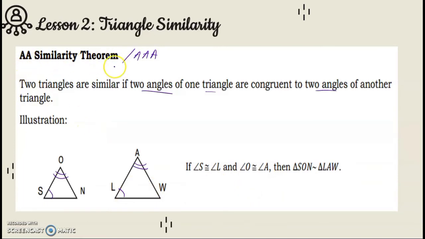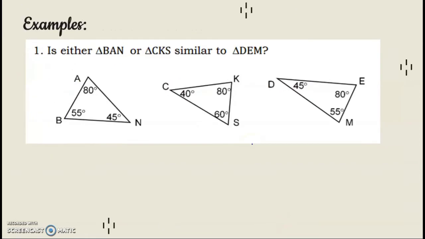So, yung AA similarity theorem, saka tatlong A similarity theorem is parehas lang. Okay? Next. Example. Is either triangle BAN or triangle CKS similar to BEM? Okay, paano yan? So, ang pinagbabasehan natin is itong si BEM. Okay. So, try muna natin si triangle BEM and triangle BAN. Tingnan natin kung similar. Okay?